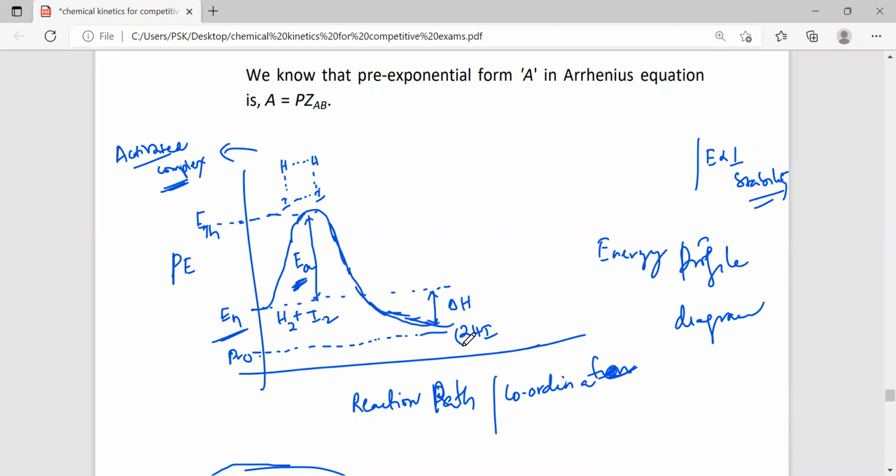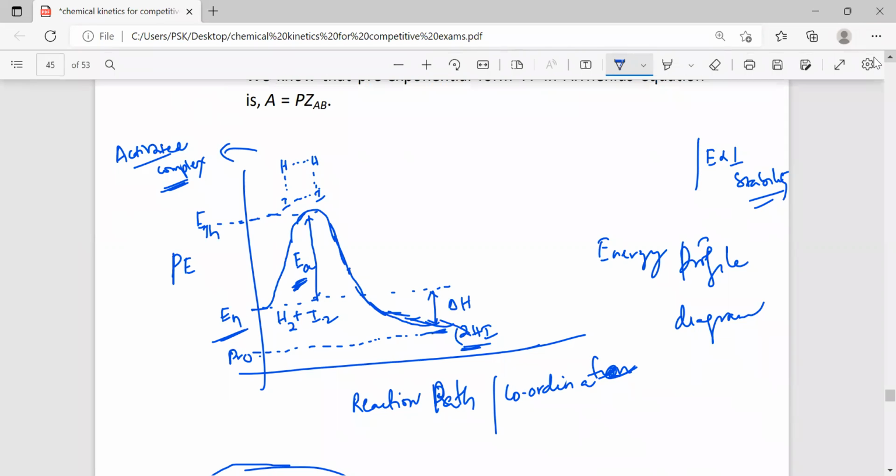Now the product formed is what? Hydrogen iodide. Now you can see the energy associated with the product is much lesser compared to the energy associated with the reactants. Therefore, products are more stable than what? The reactants. Follow now? Yes, sir. Okay.